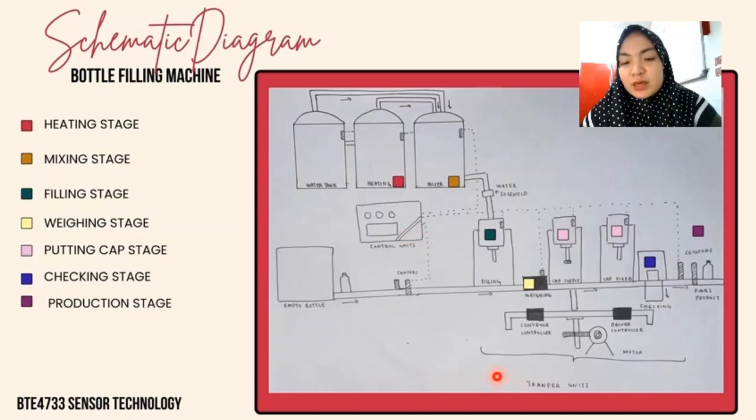As you can see at the bottom here, we have a transfer unit section, which has a conveyor controller and also a driver motor. This is for the conveyor to move from the beginning until the end of the production.